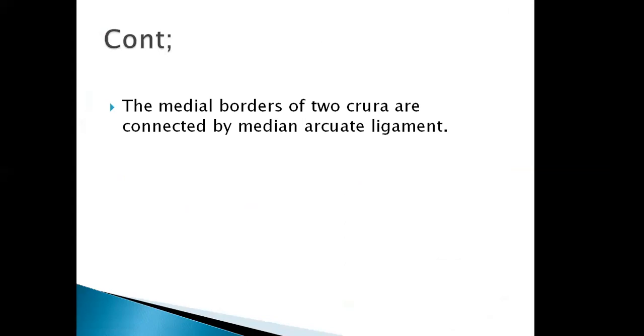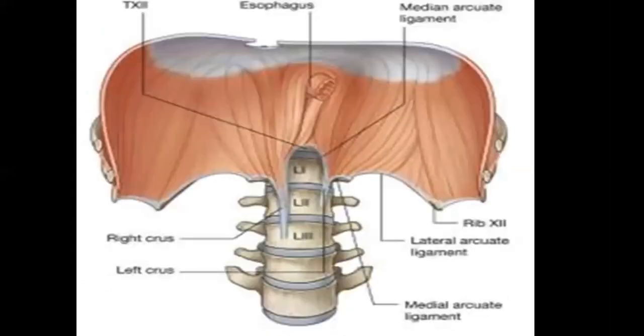The medial borders of the two cruras are connected by the median arcuate ligament. Don't confuse the medial arcuate ligament and the median arcuate ligament. Median and medial. This is the median arcuate ligament. The two borders of the cruras are connected by the median arcuate ligament.